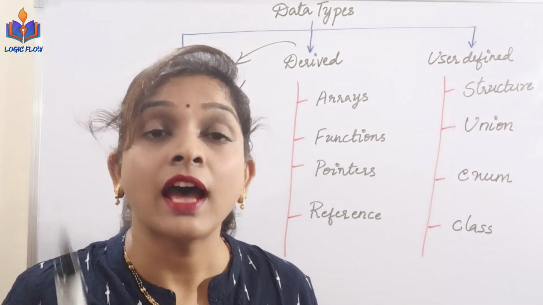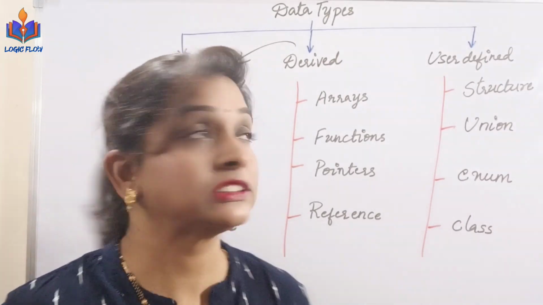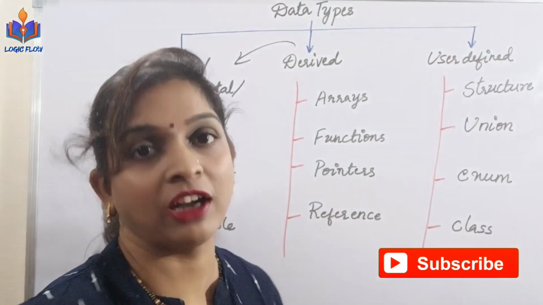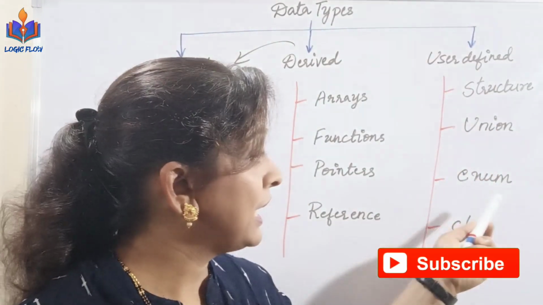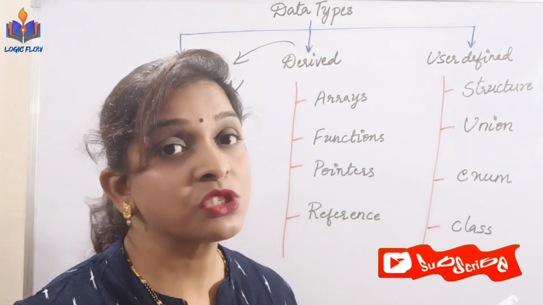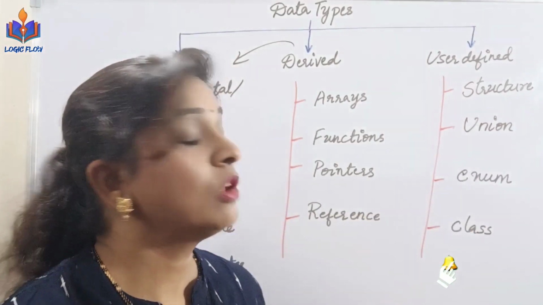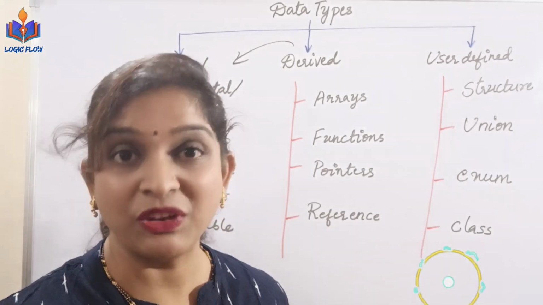So I need a data type that can support all these varieties of data. Then I should create my own data type. That is what a user defined data type is. So I can have a structure, I can have union, enum, class. So like this, you have the user defined data type. That is a data type designed by the user. Again, all these are individual topics that we need to discuss in the coming videos.